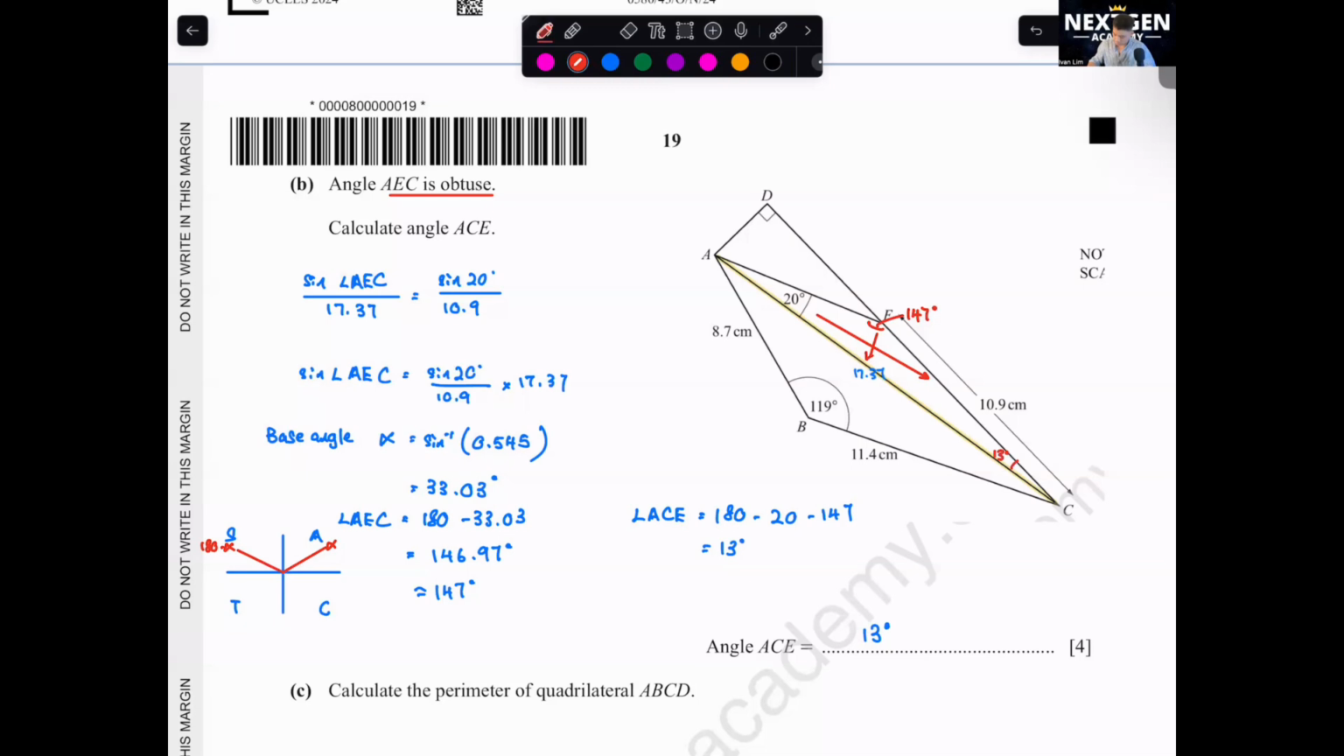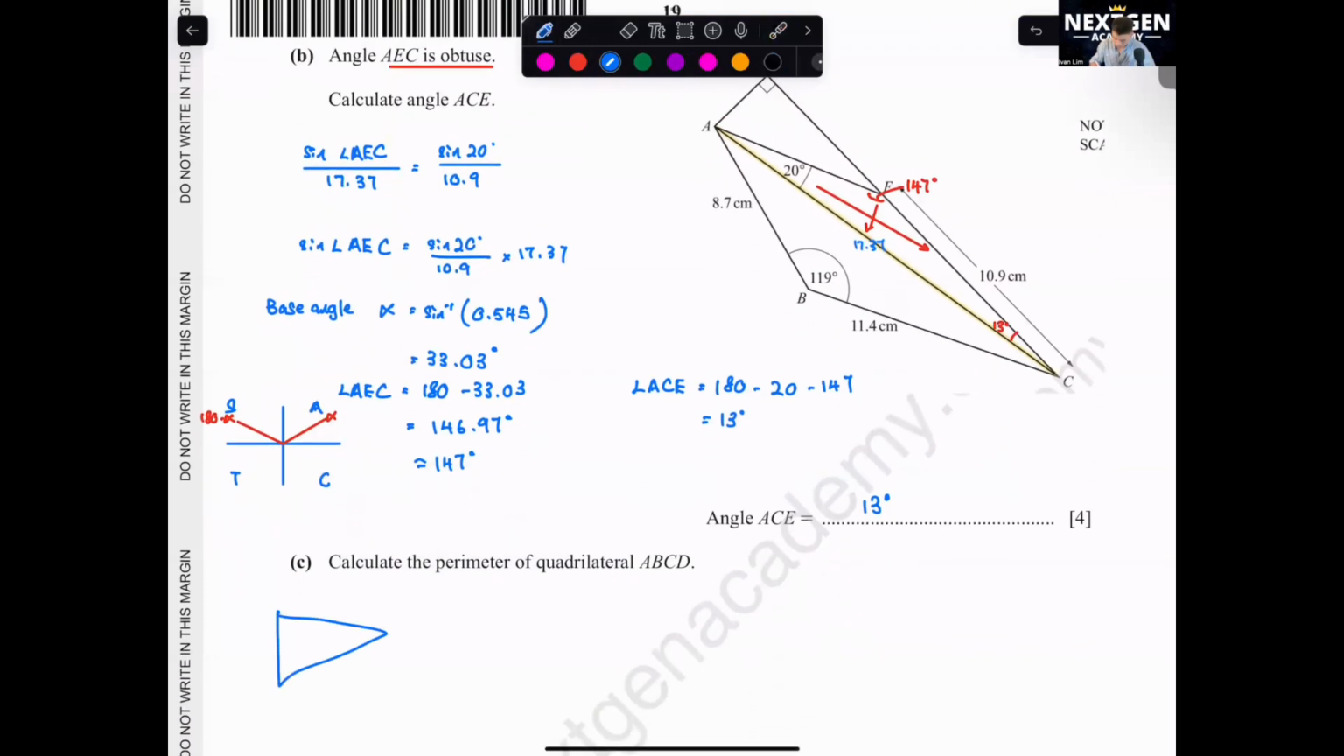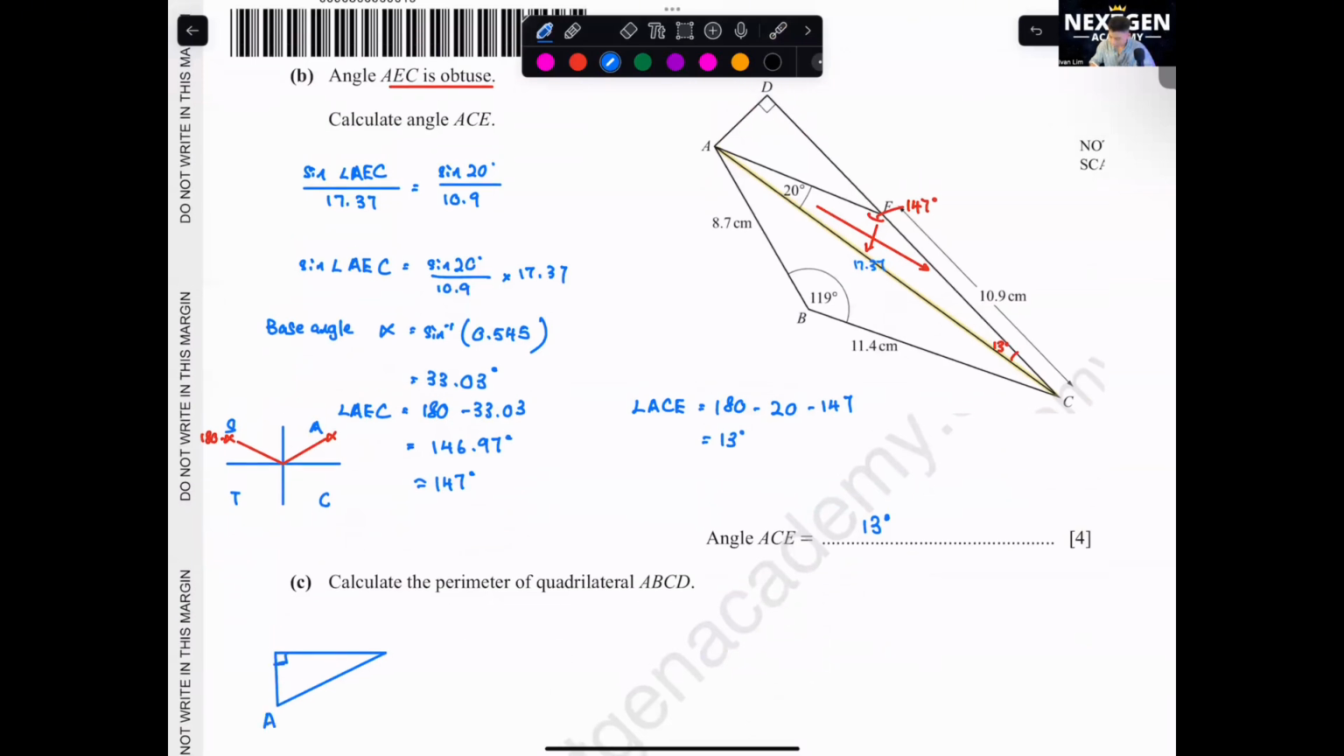Okay, the last one. Calculate the perimeter of the quadrilateral ABCD. Okay, so the perimeter will be here, here. We need to find what's the length of AD and DE. Looking at this part here, let's see, what do we have? ADE. We don't have enough information here yet, but we need to find what is AE first. Is this AE or AF? AE. Okay, AE. This one.